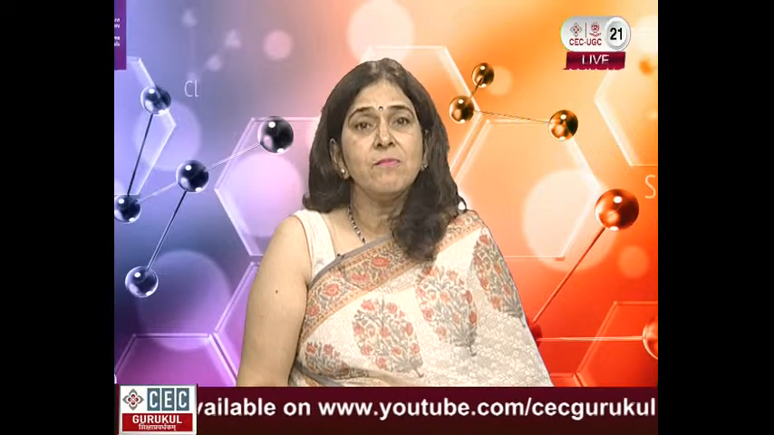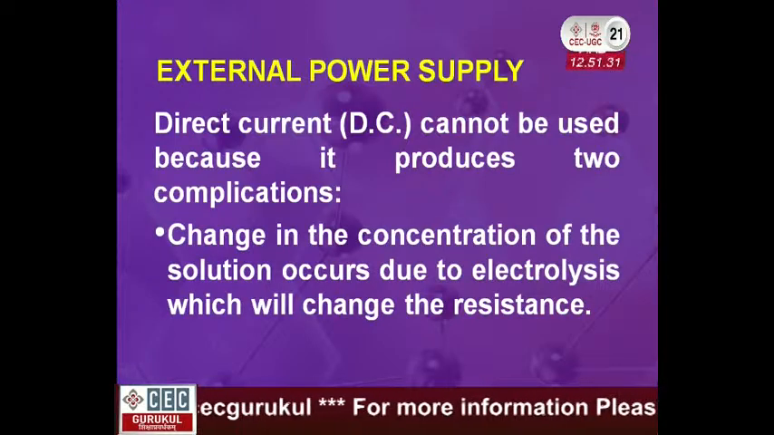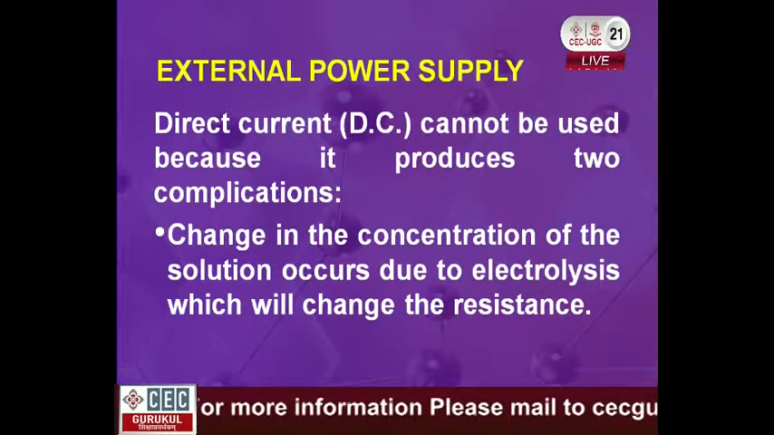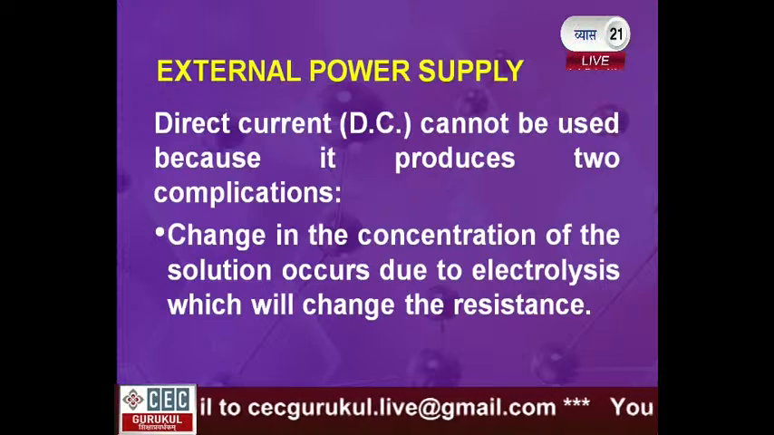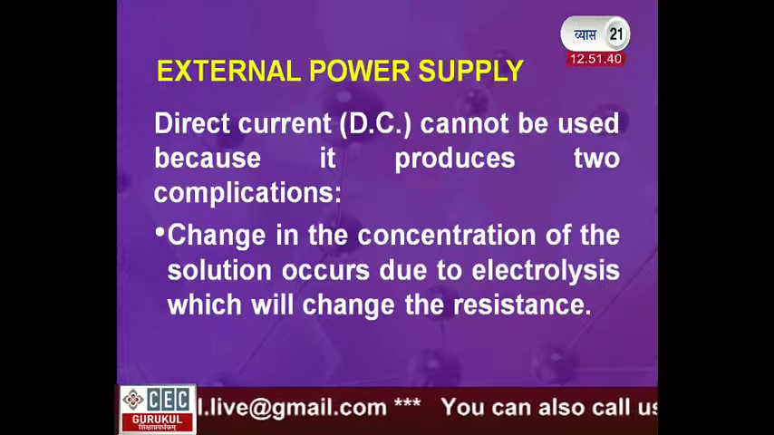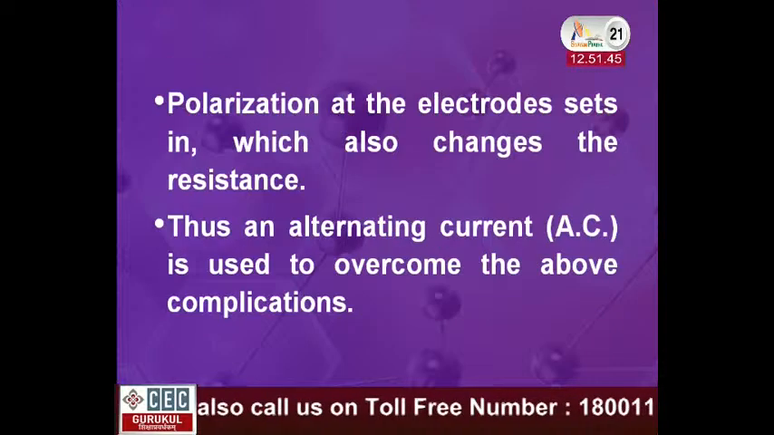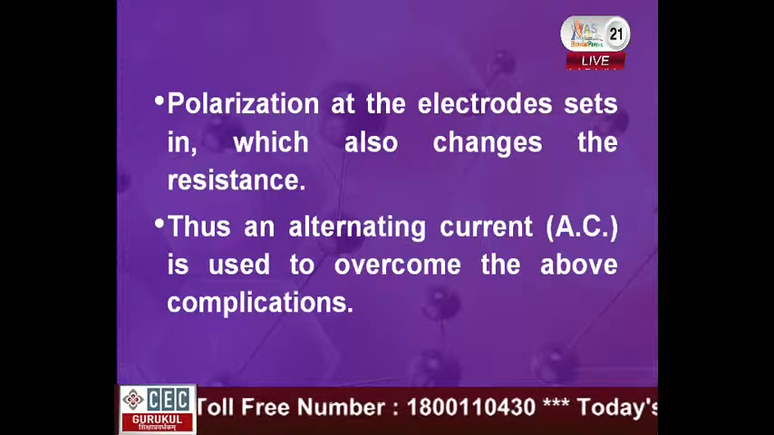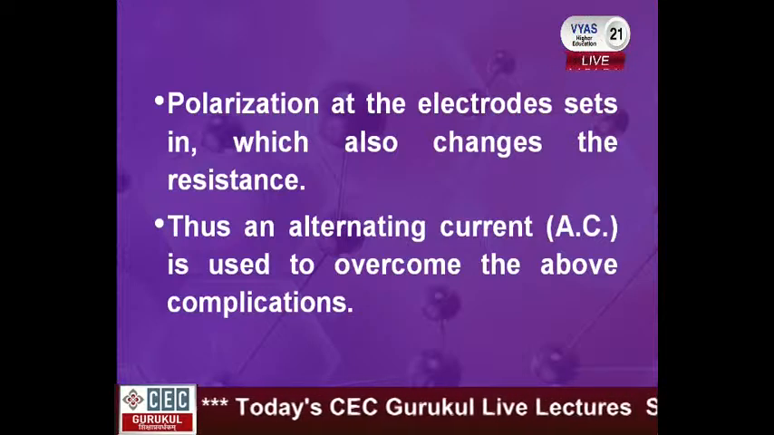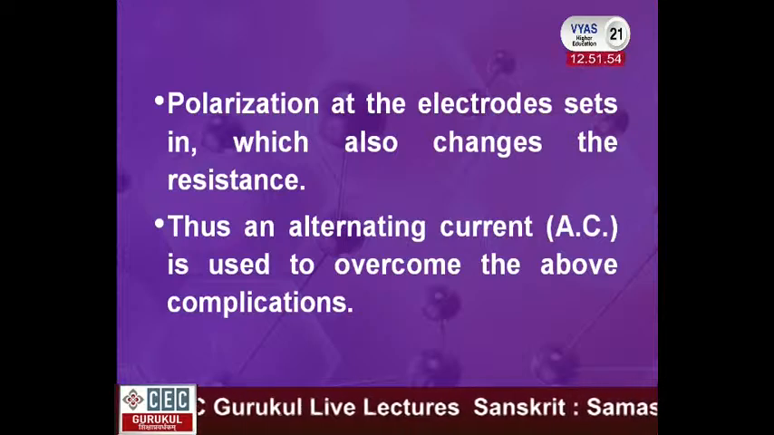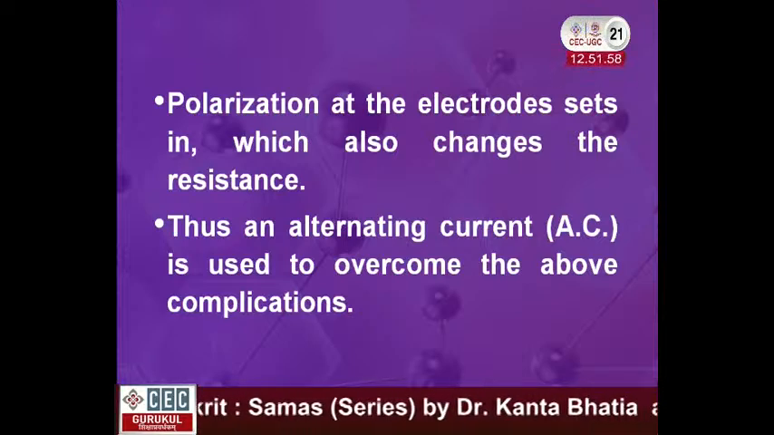The external power supply which we use cannot be a direct current because it produces two complications. It causes the change in the concentration of the solution due to electrolysis, which will change the resistance. Polarization at the electrode sets in, which also changes the resistance. Thus, it is important to use alternating current source to overcome the above complications.